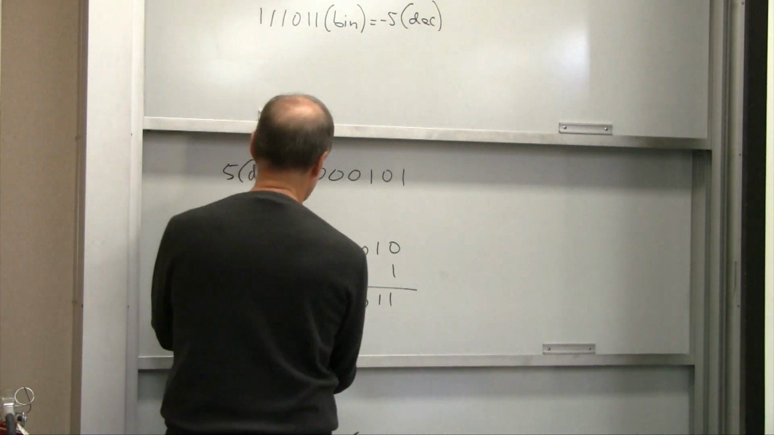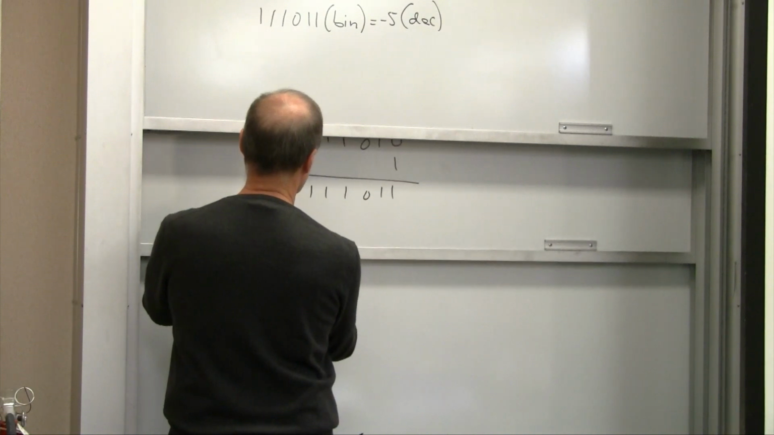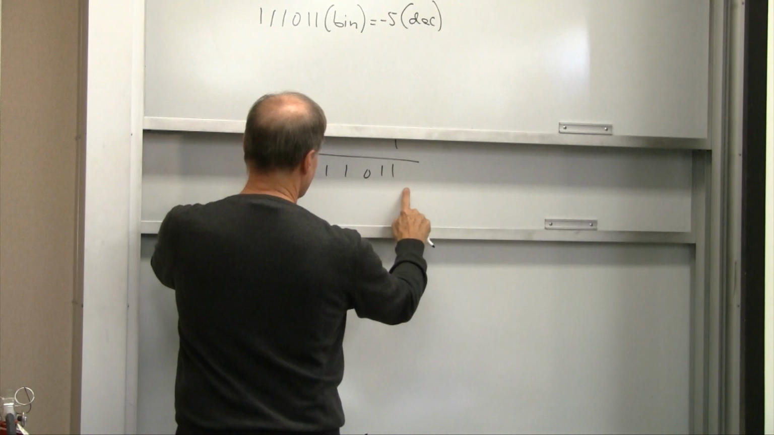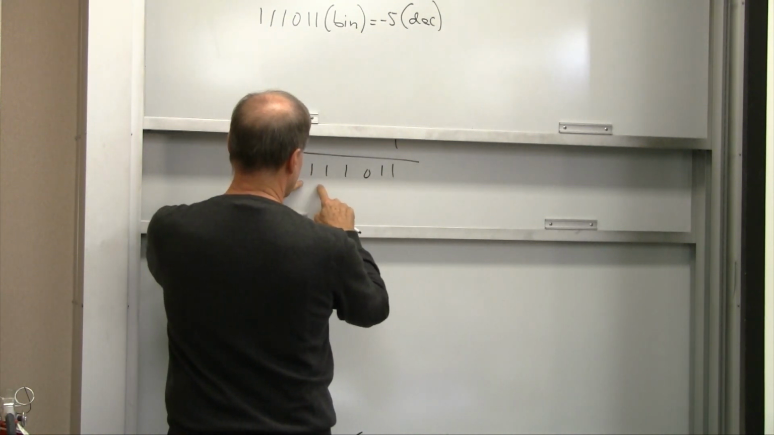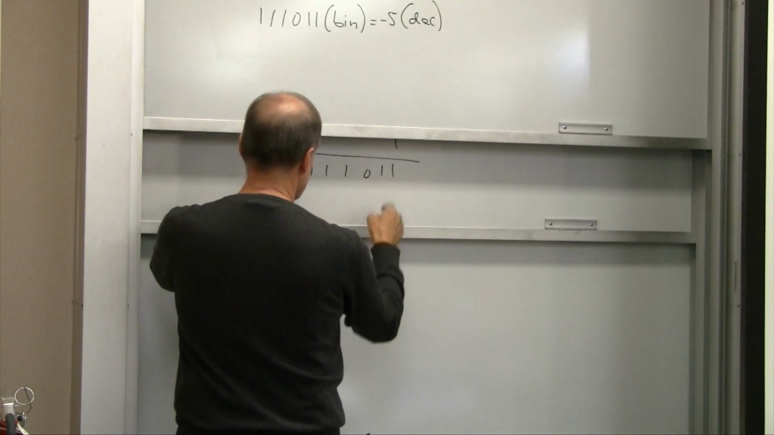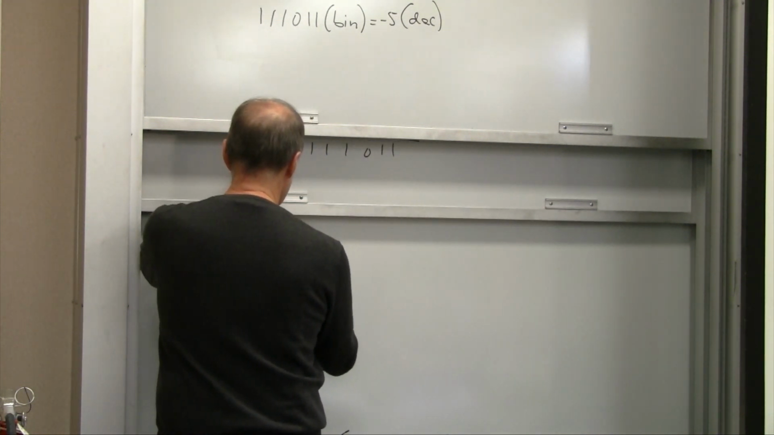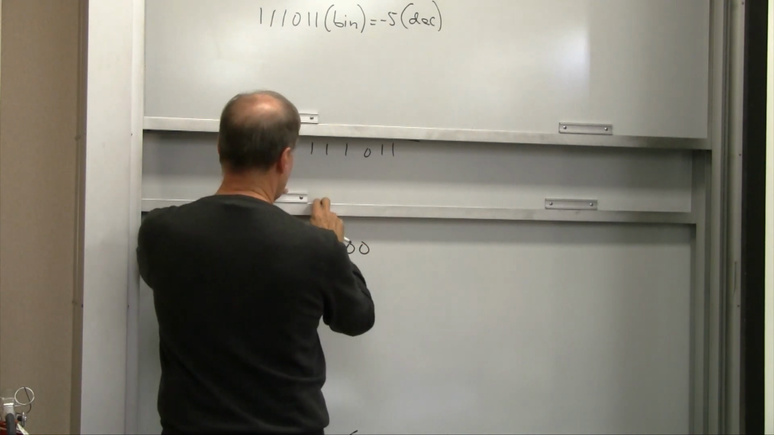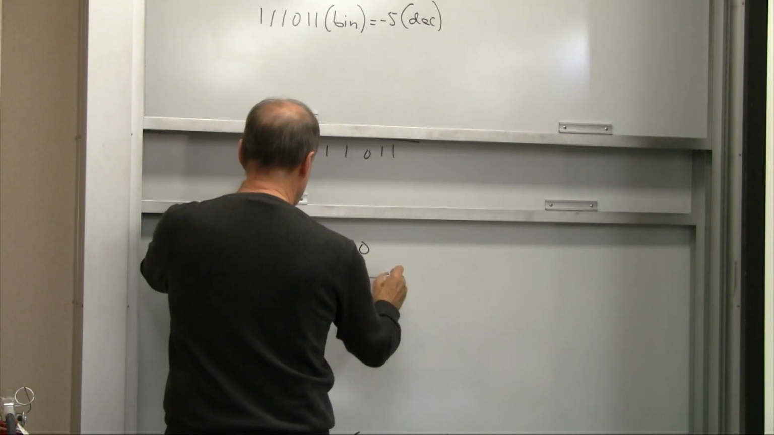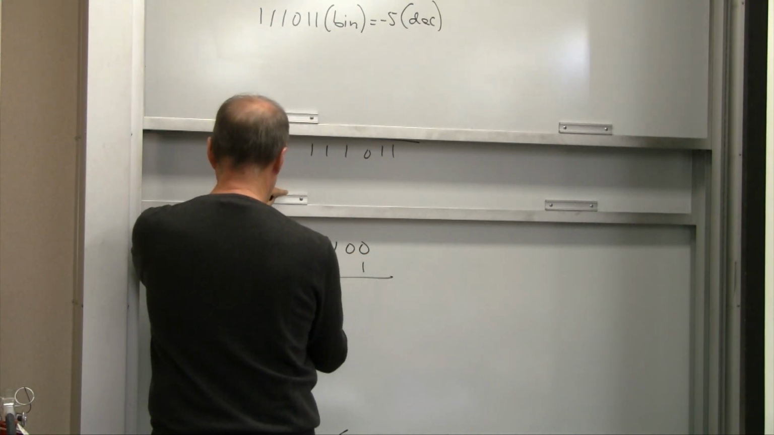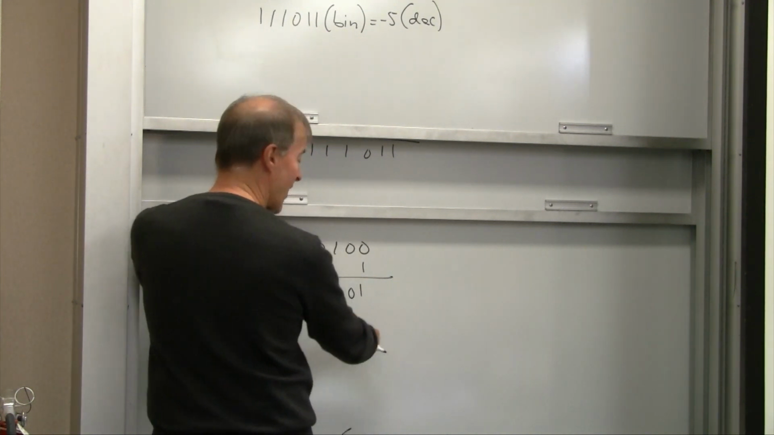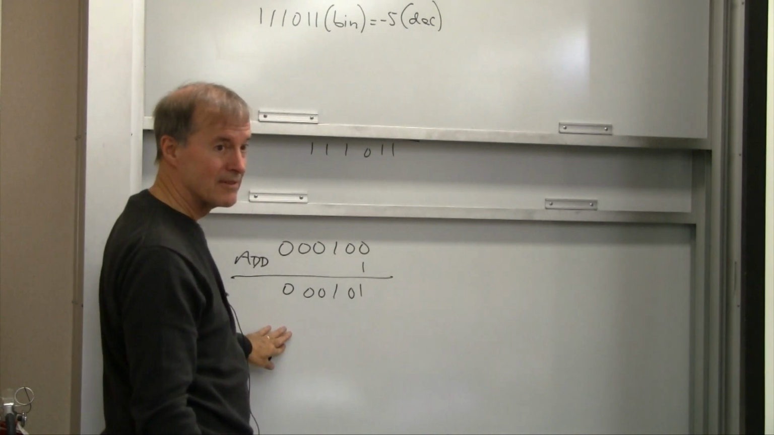Well, let's try it. Because if this really works, if you negate this, how would you negate this? Flip all these to what? 0, 0, 0. So invert: 0, 0, 0, 1, 0, 0. And then do what? Add 1. And what do we have? 0, 0, 0, 1, 0, 1. And sure enough, voila! This is positive 5.